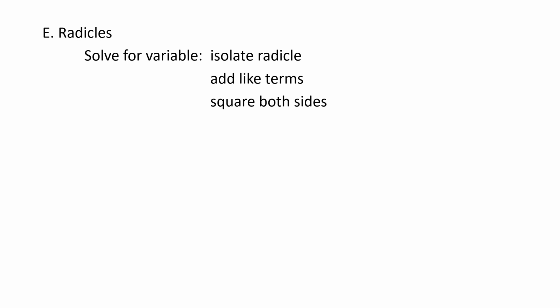The reason we're squaring both sides is because a square undoes a square root. So they're inverse operations, and then you just solve. Once you square both sides, the radical symbol disappears, and then you can solve. We'll do one of those in a second.